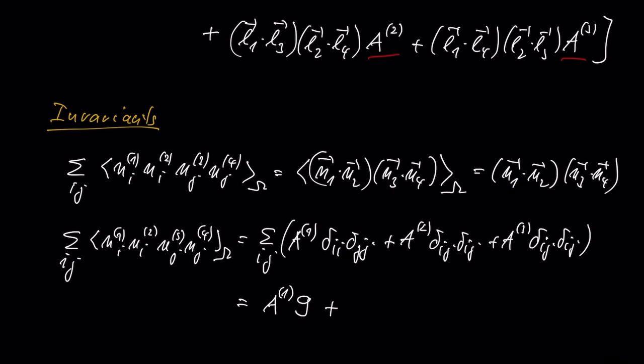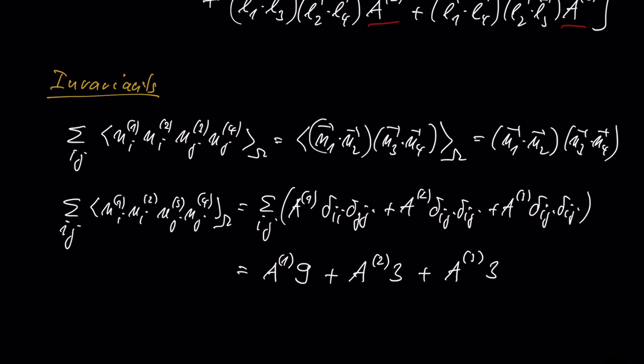The second sum is actually contributing only when J equals I. And there are 3 situations like this. So this would be multiplied here by 3. And in the last case, we again have a multiplication by 3.